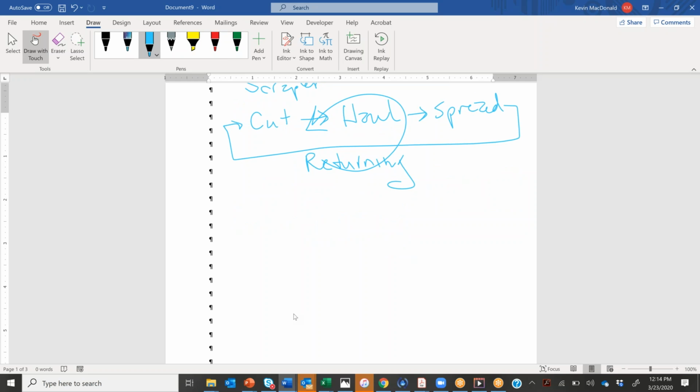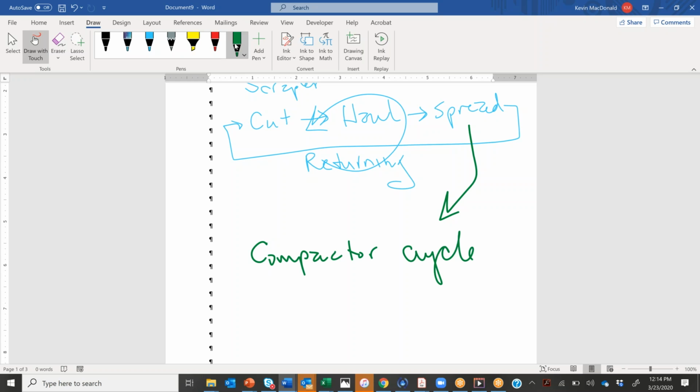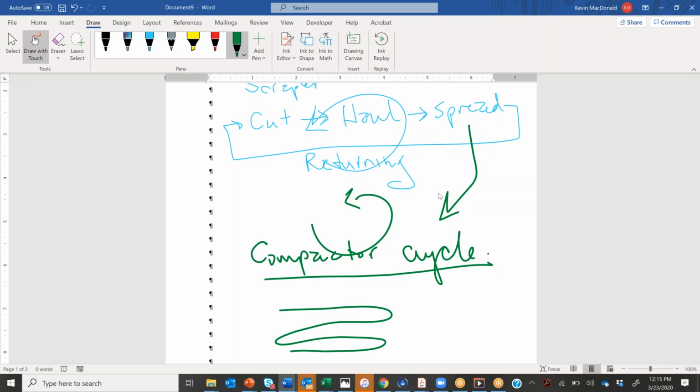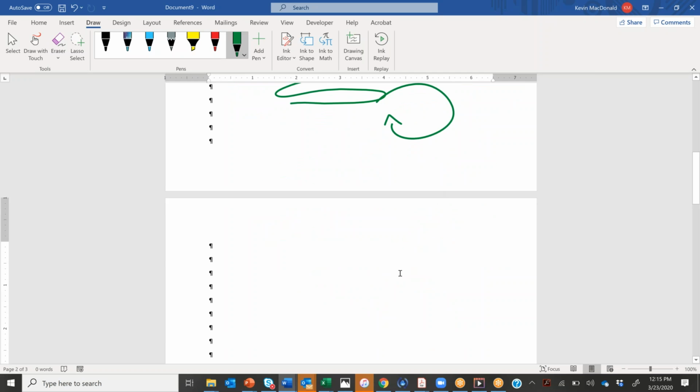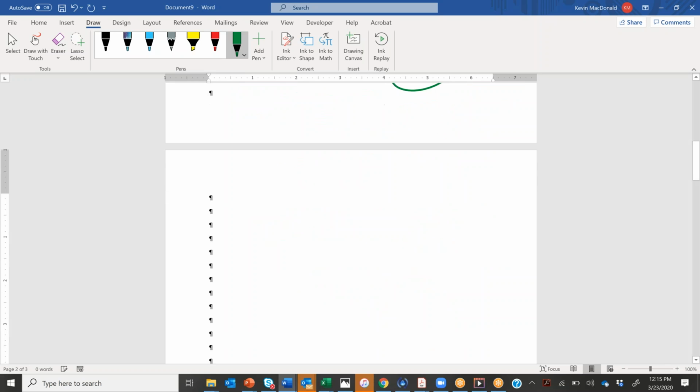And then where we're spreading, we have a compactor cycle, just like we did in the midterm, right? And this is the number of passes that we need to make in order to get to the specified density. And so we have 3 cycles, and those 3 cycles work together. So what does this mean for our management and planning purposes? It means that we have a potential problem where our cycles are not always going to be as clear as they are.